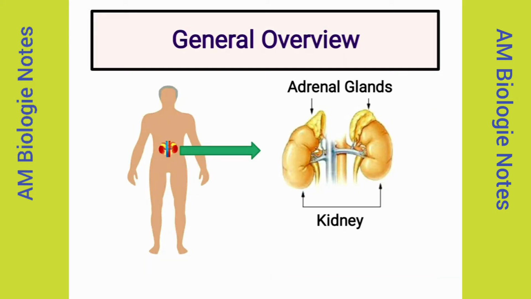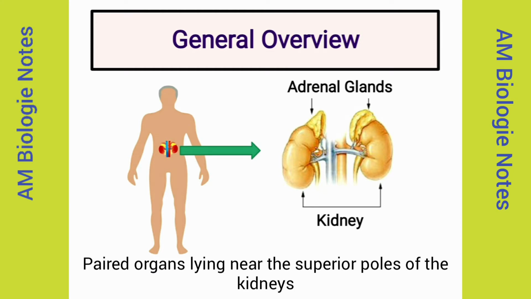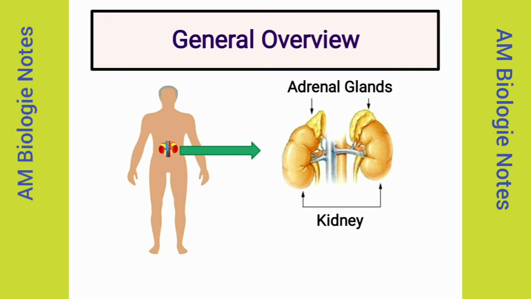Adrenal glands are one of the important endocrine glands in the human body. Adrenal glands are paired organs lying near the superior poles of the kidneys. That is why they are also called suprarenal glands. They are both embedded in the perirenal fat at the superior poles of the kidneys.